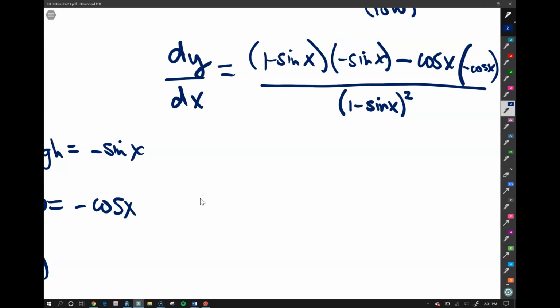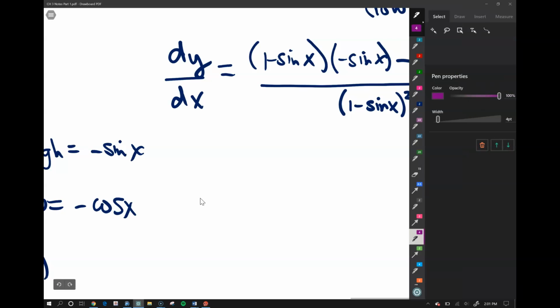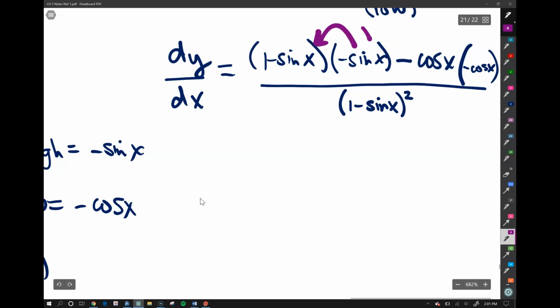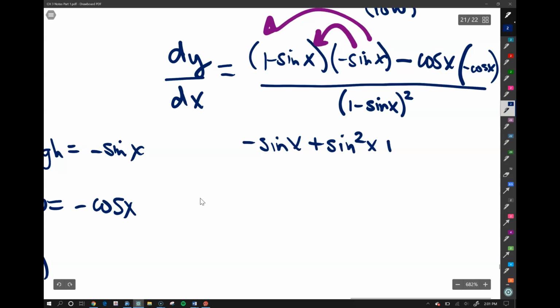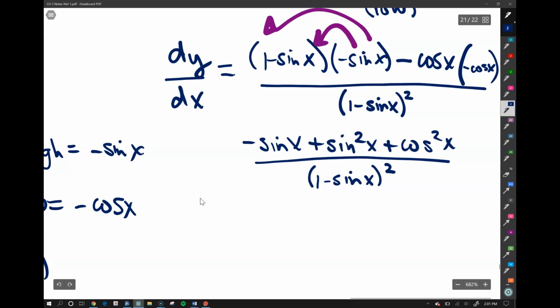Okay, now it's just all about simplifying. I'm going to distribute the negative sine x. Let me draw the color so you can see me distribute this out. So I have negative sine x plus sine squared x plus cosine squared x, all over 1 minus sine x, squared.